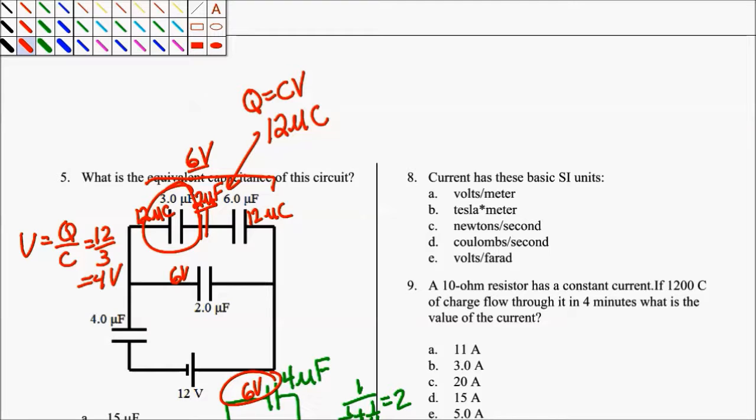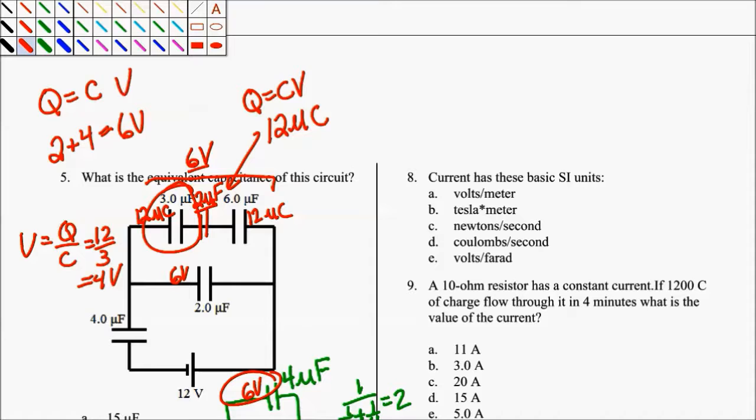Now an easier way to look at this: I know that I have 6 volts between these. One of them is twice the capacitance of the other, so one of the voltages will be twice the voltage of the other. And so the voltages, one must be twice the other, and they also must add up to equal 6. The only 2 numbers where one is twice that of the other and that add up to equal 6 are 2 and 4.